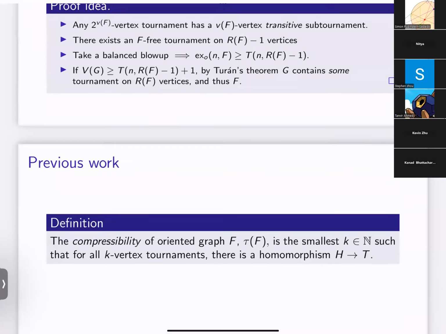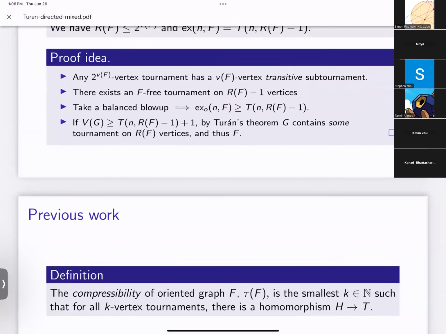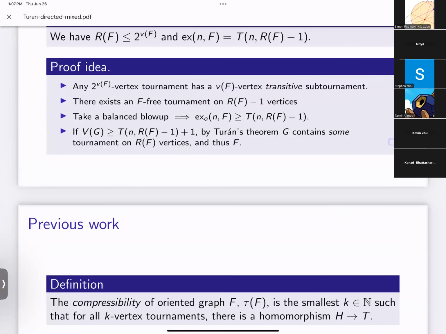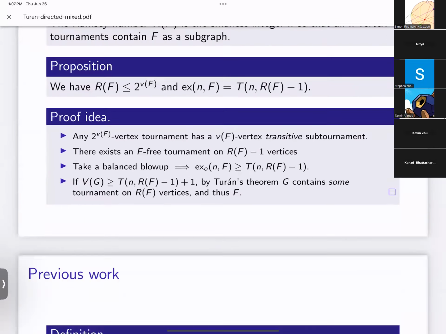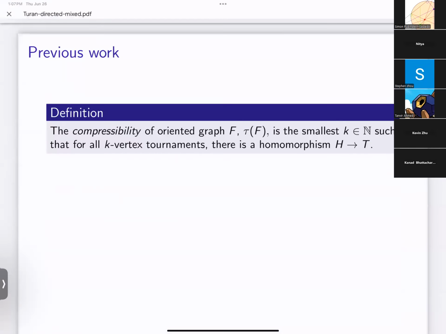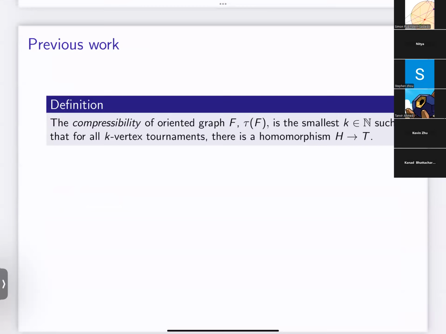All right, so the main goal of what we want to do is control this Ramsey number. Remember what the Ramsey number is? It's how many vertices I need such that no matter how you draw a tournament for me, I will be able to find a copy of F in it for you.